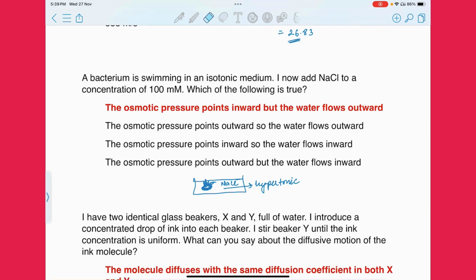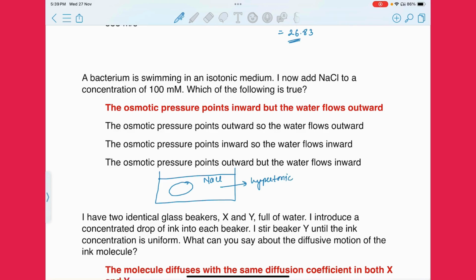Let me make it clear. Our diagram is not that clear. Okay, see. Consider that this is a beaker. This is filled with water or any isotonic medium. There is the bacterium, and I added now NaCl. As I have added NaCl, this environment becomes hypertonic.